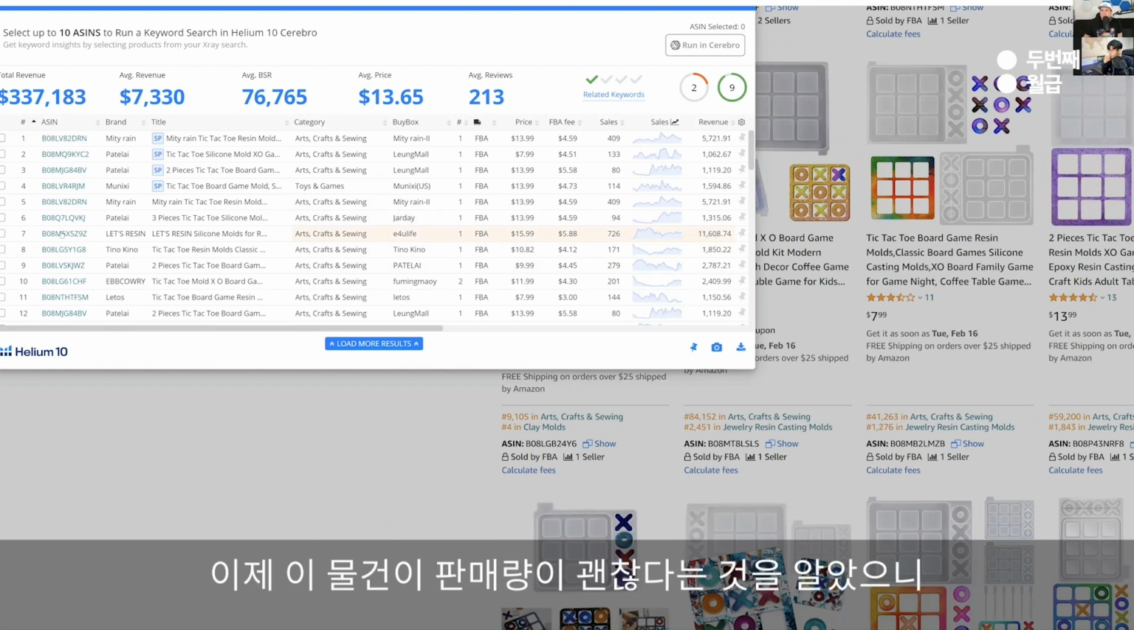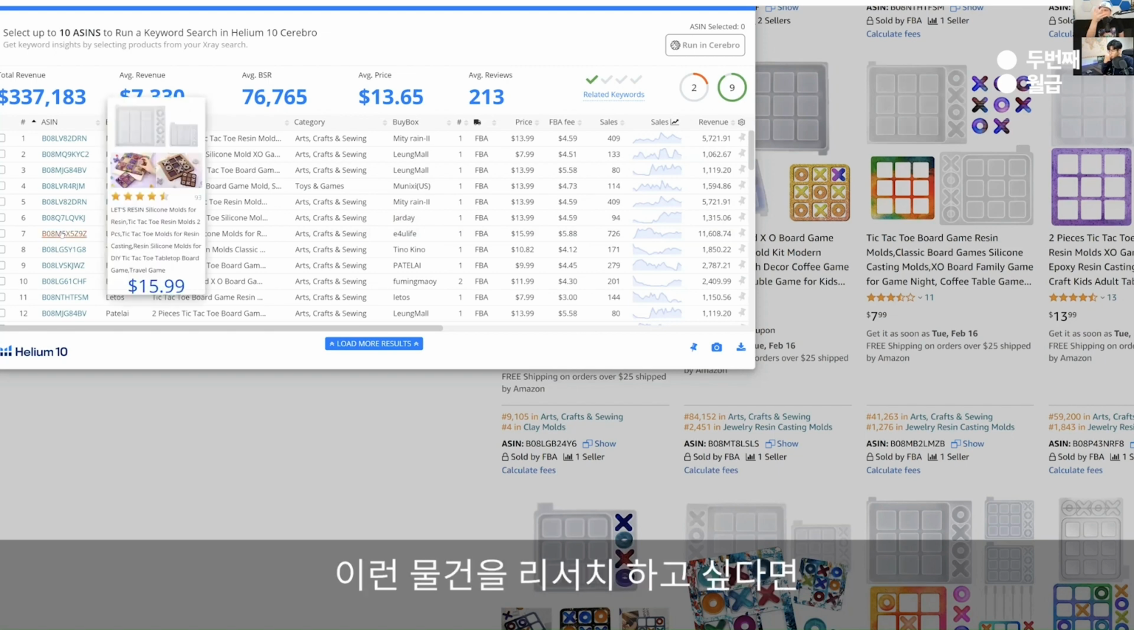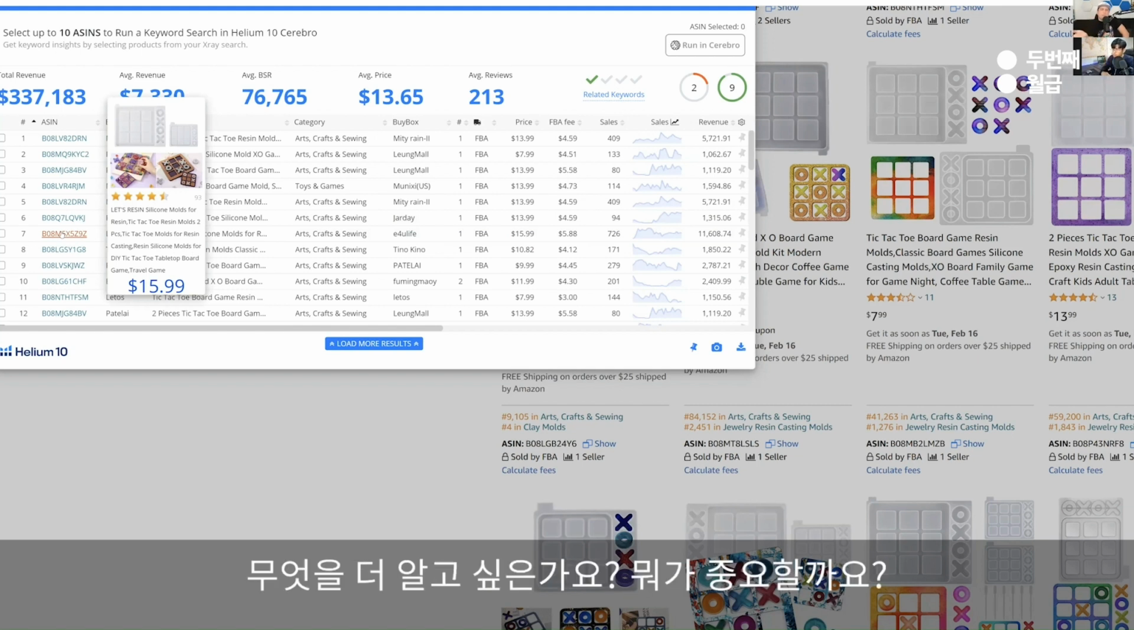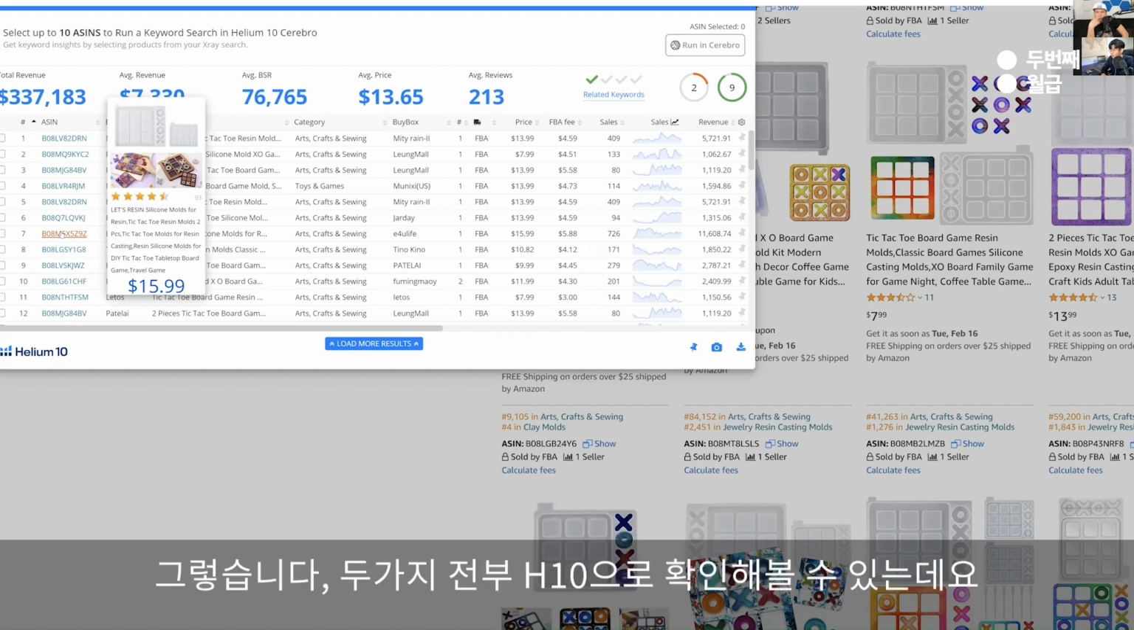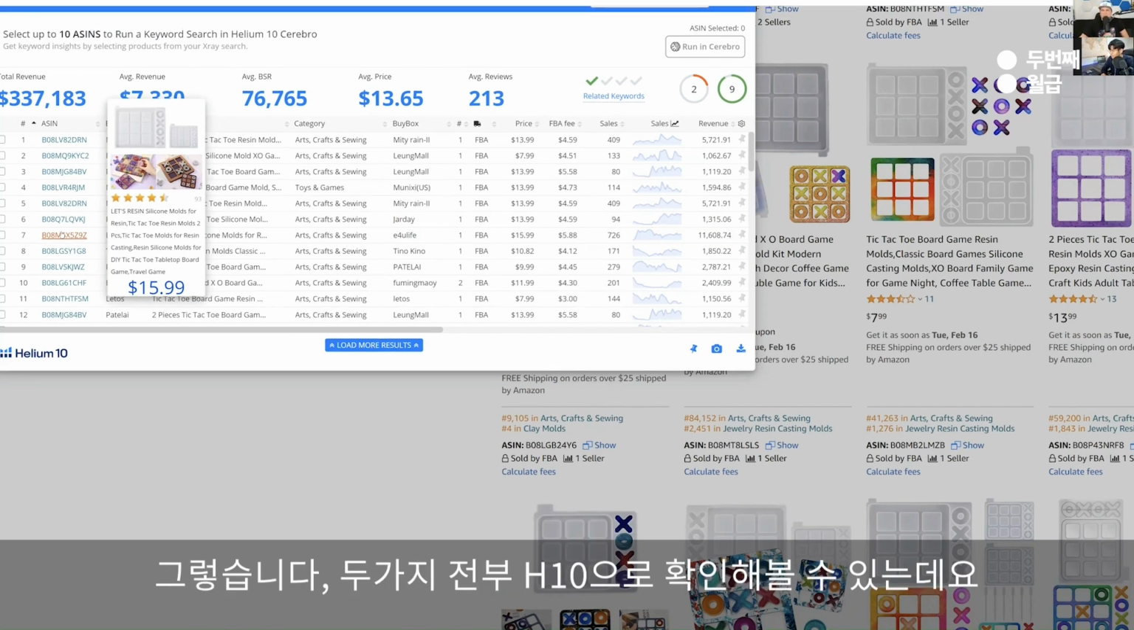So if you wanted to research this product, now that you know that this is selling over $10,000 a month, what would you like to know about this product? What would be important for you? What do you need to know? Sourcing price. Sourcing price, yes, and maybe how many new sellers are coming. Sure, new sellers are coming. We can see both of those in Helium10.